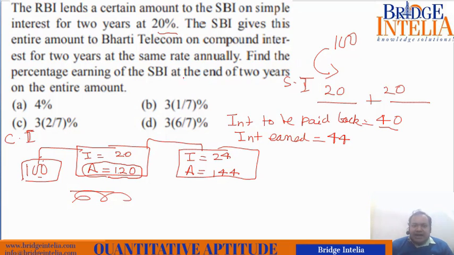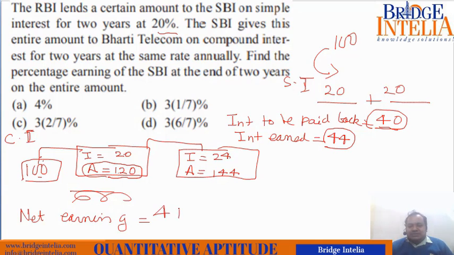Now what is the question? Find the percentage earnings of the SBI at the end of 2 years on the entire amount. So what is the percentage earning of the SBI on the entire amount? So what is the earning of SBI? How much has SBI earned? So SBI has earned 44, but SBI have also to pay back 40. So you can say net profit or net earning. Net earning is equal to how much? 44 minus 40. So this is equal to 4.